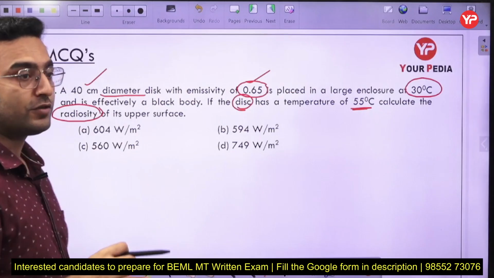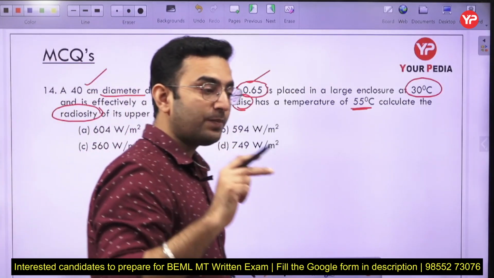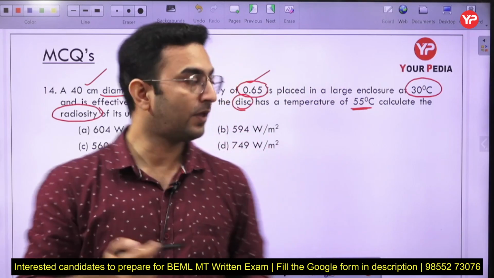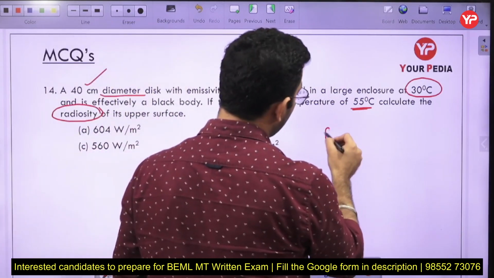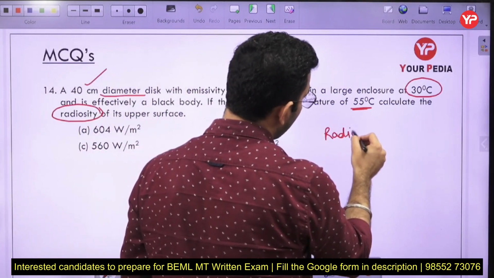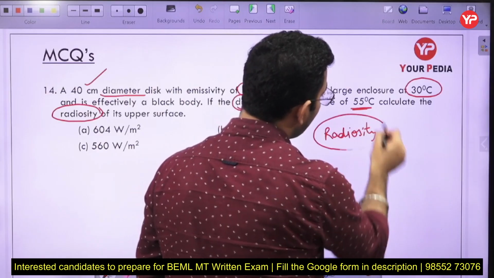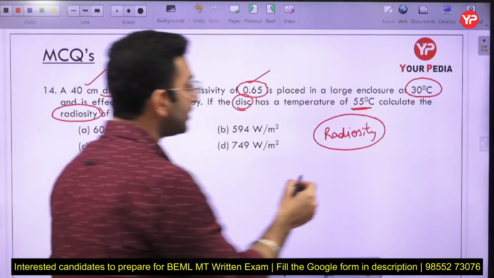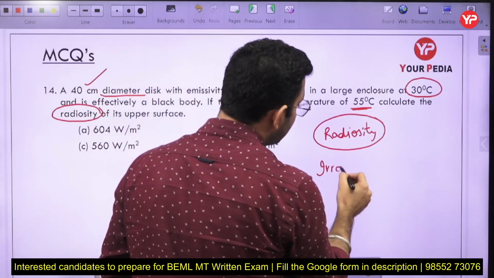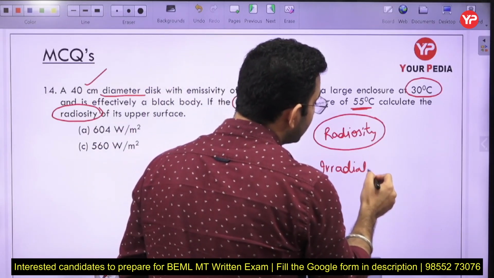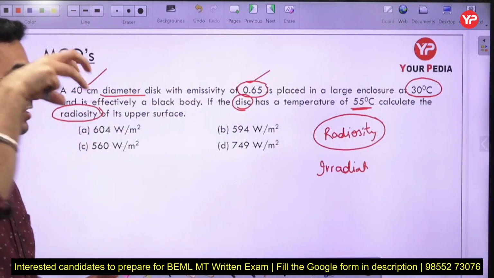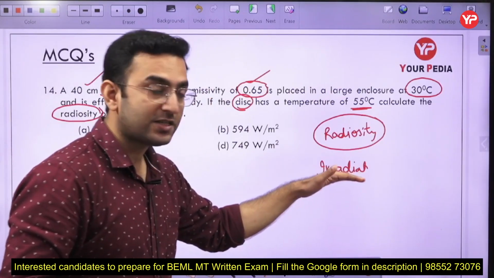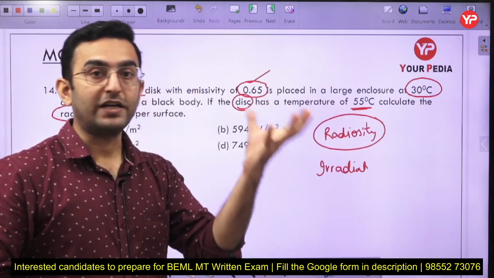Now what is the meaning of radiosity? First of all, in the radiation part there are 2 terms. The first one is the irradiation and the second one is the radiosity. Radiosity represents the total amount of radiation energy leaving the surface, whereas irradiation represents all the radiations striking the surface. Or I can say it represents the incoming radiations. Radiosity represents the outgoing radiations here.